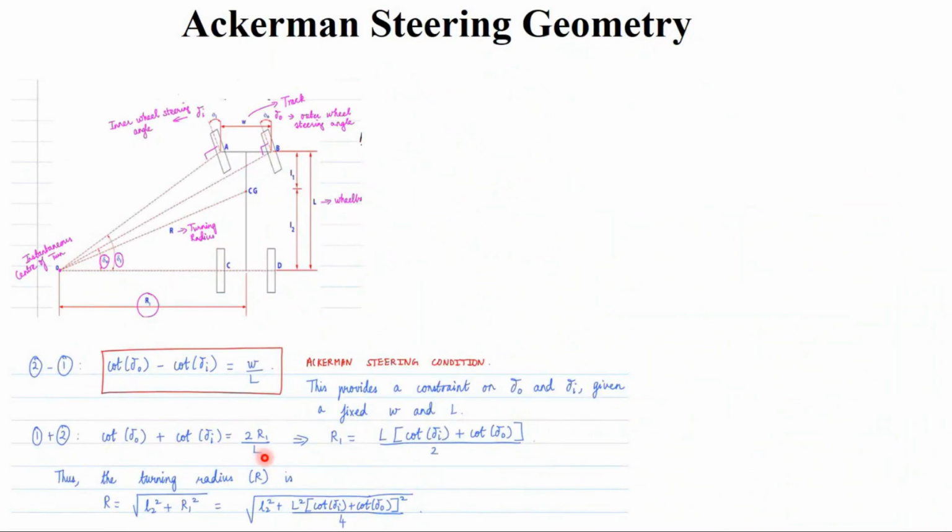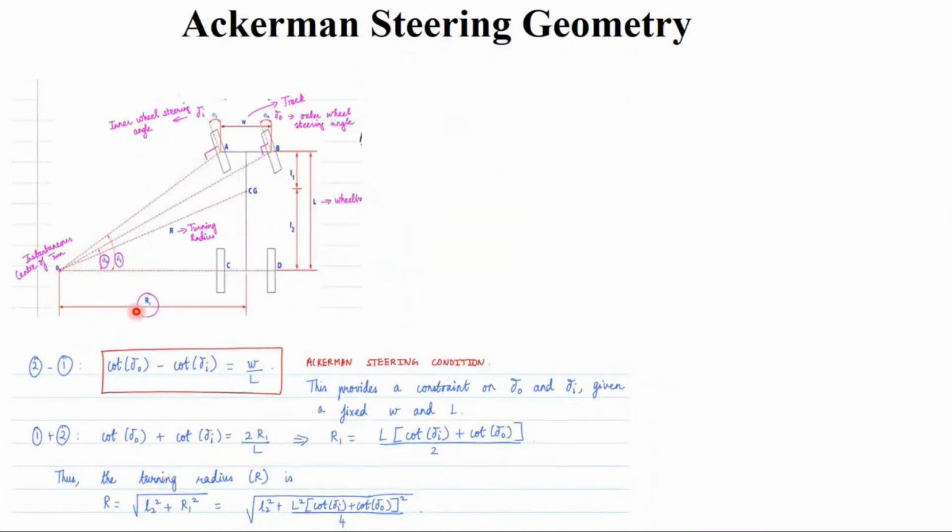And we know R1, how can we write R1? You see here, R1 is nothing but L of cot delta I plus cot delta O divided by 2. Okay. Now we are going to apply a theorem called the Pythagoras theorem.